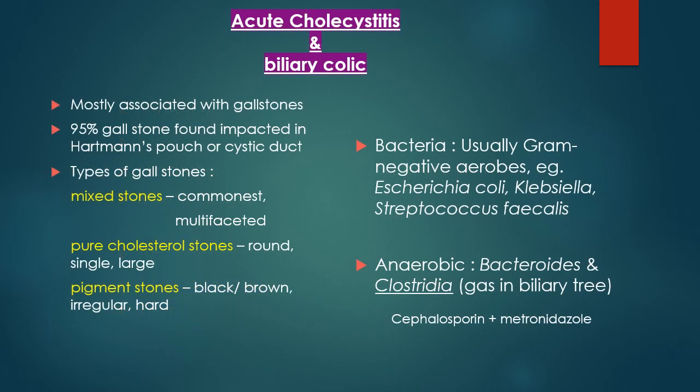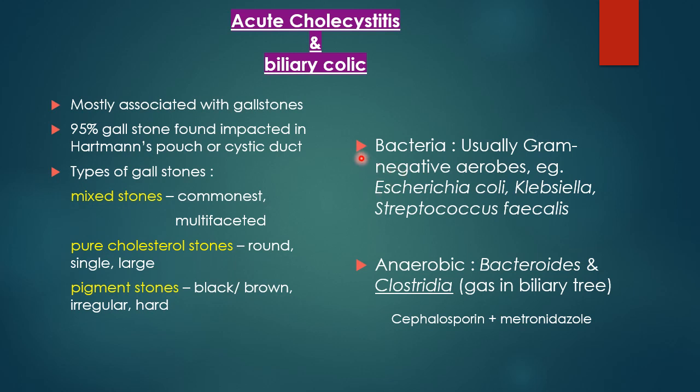Next we come to the most common disease of the gallbladder, acute cholecystitis, and biliary colic. We can classify them together because their symptoms are similar. Acute cholecystitis is a very common surgical problem that you see in the wards, and it's mostly associated with gallstones. 95% of the time, the stone in the gallbladder in patients with acute cholecystitis is impacted in the Hartmann's pouch or the cystic duct. As I mentioned, there are 3 types of stones, and the most common is mixed stones.